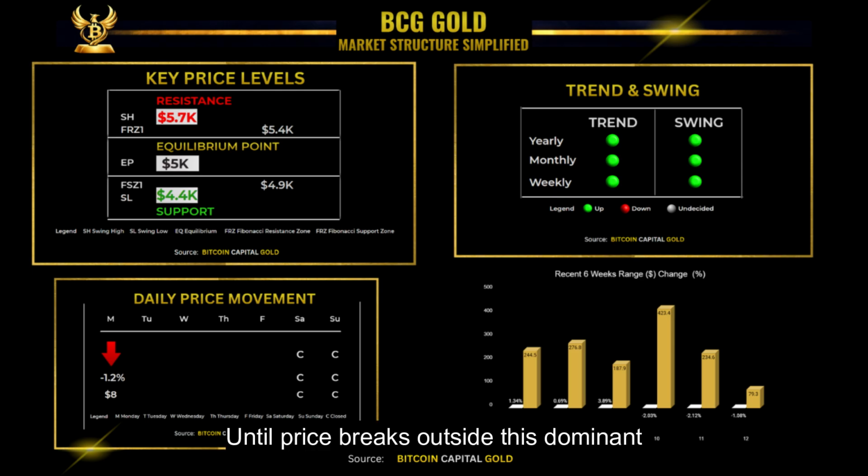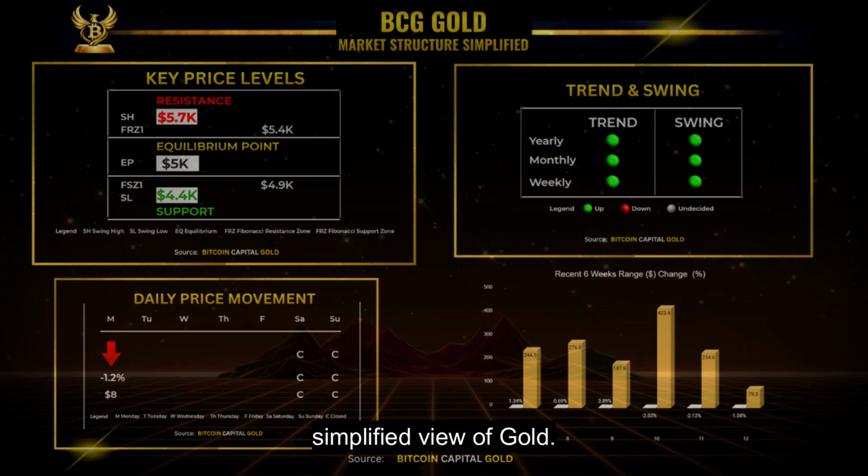Until price breaks outside this dominant range, the market remains in compression, and the eventual breakout from that compression will likely determine the next major directional move. From a BCG market structure perspective, the key elements remain unchanged. Trend remains up, key price levels are holding, and volatility continues to compress. And that's your market structure simplified view of gold.